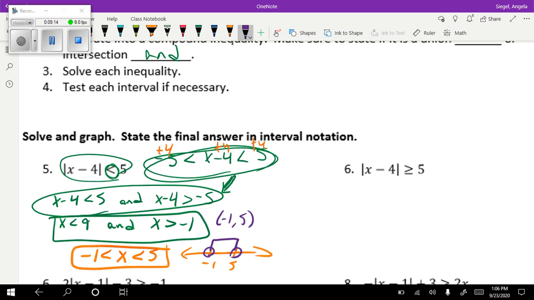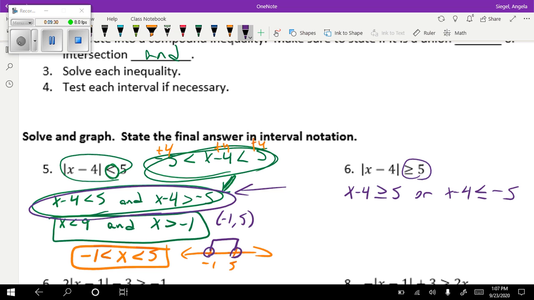Okay, so on this one, the same thing is going to apply. So I'm going to have x minus 4 is greater than 5, or, so I'm going to do the same thing that we did over here. x minus 4, I'm thinking about the negative, so it would be less than or equal to negative 5. So I'm going to add 4 to everything.